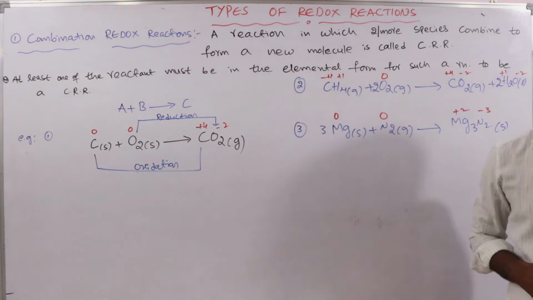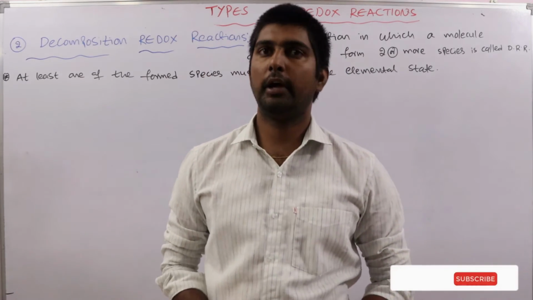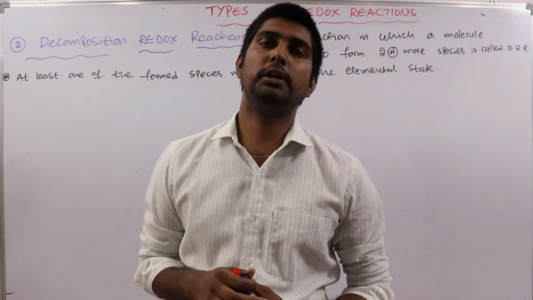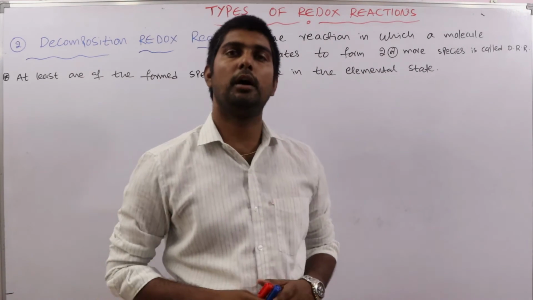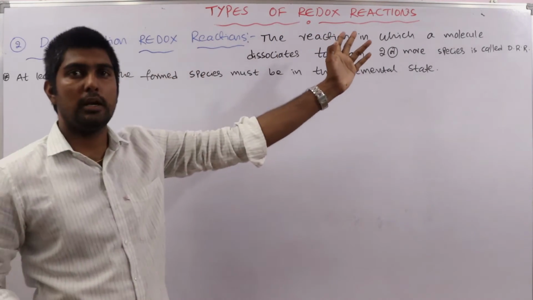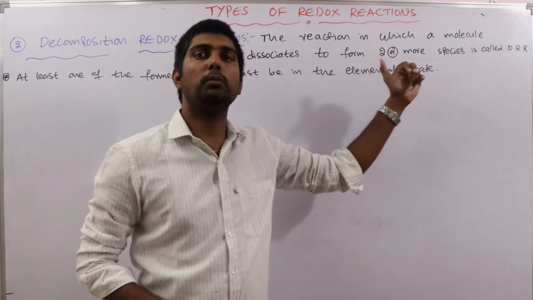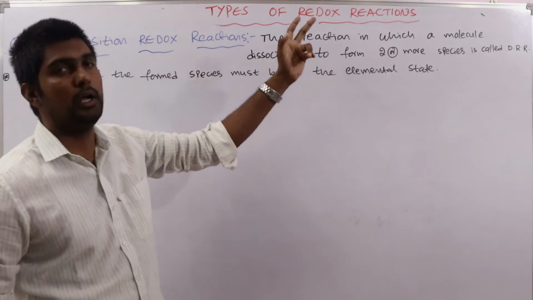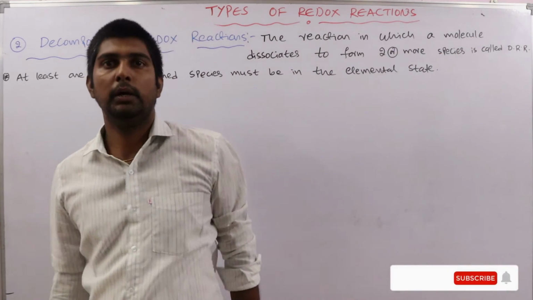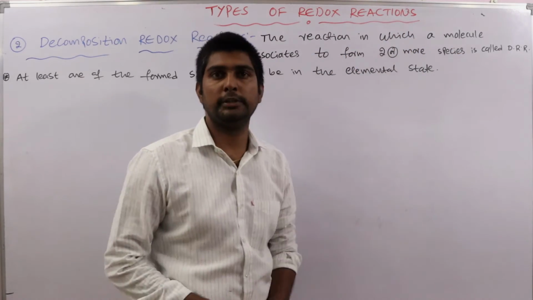Now let us discuss the second type of redox reaction, that is decomposition redox reactions. Decomposition redox reactions are opposite to the combination redox reactions. The reaction in which a molecule dissociates into 2 or more species is called a decomposition redox reaction. DRR means, simply I am writing like that.